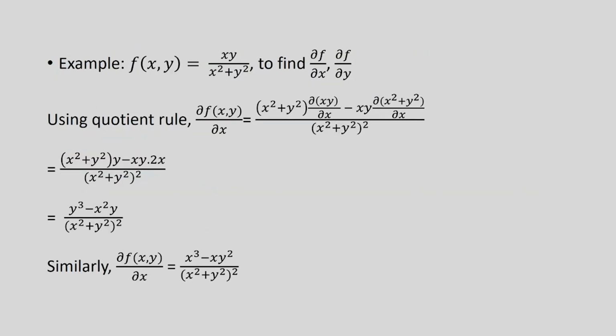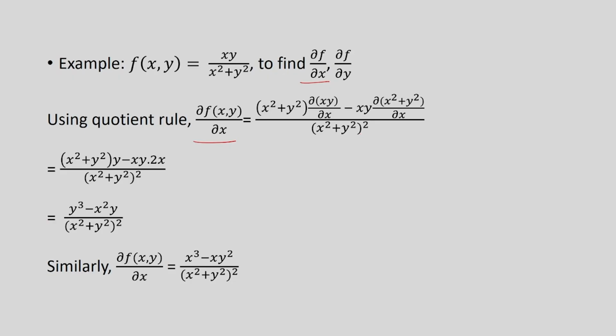So, here is an example. You have been given a function f of x, y equal to xy divided by x squared plus y squared. We have to find out ∂f/∂x and ∂f/∂y. To find ∂f/∂x, I use the quotient rule, because you have a quotient here, xy divided by x squared plus y squared. So, we know how to do that.